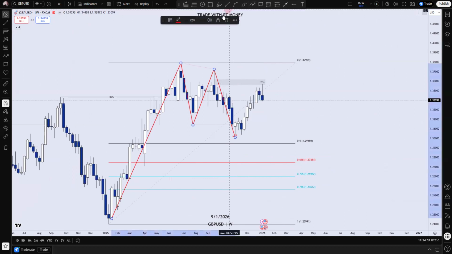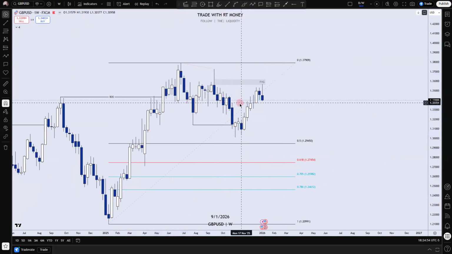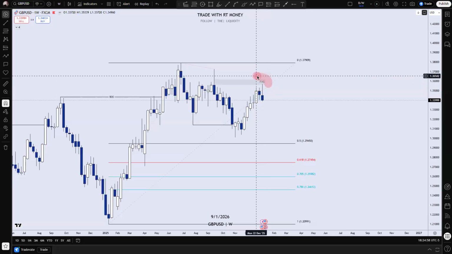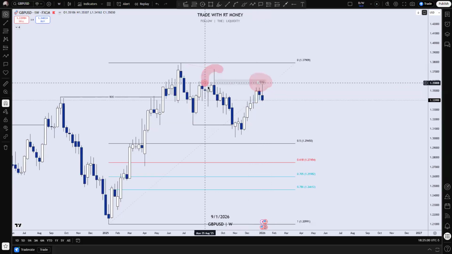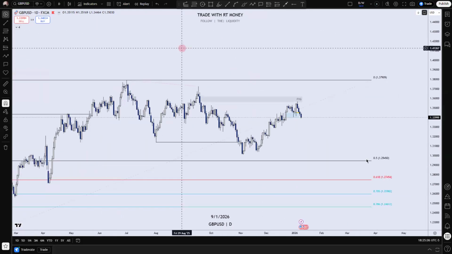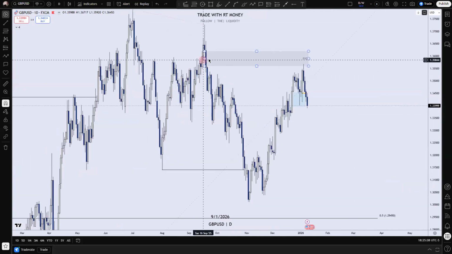Let me clean this up a little bit. What we can see happen is the market came up, hit this fair value gap here. You'll see that fair value gap on the daily. Let's go down on the daily. We can see it a little clearer. All right. You can see there was a bearish fair value gap.